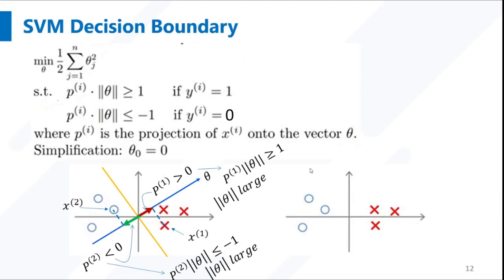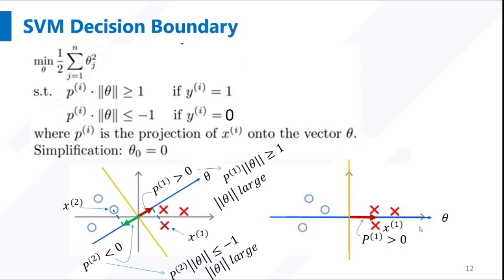We expect theta to be a smaller value, as small as possible. So let us take another case where the decision boundary is this one and theta is this one. If we take the projection of xi, the same point, then we get p1.